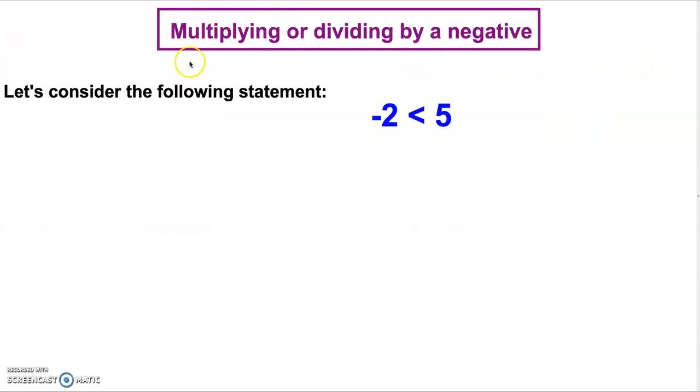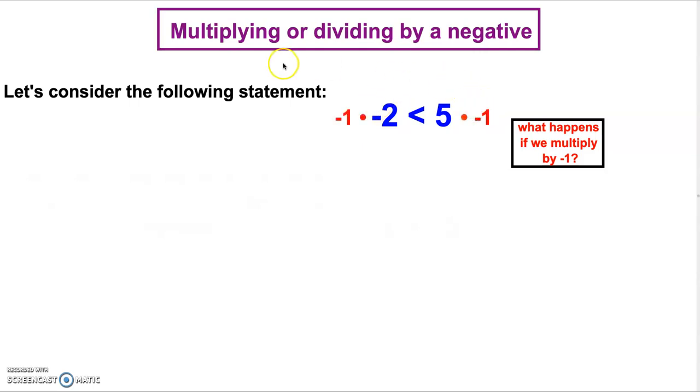Okay, let's take a look at multiplying or dividing by a negative value. So we're going to consider the following statement. -2 is less than 5. We know that this is a true statement. -2 is definitely smaller than 5. But what happens if we multiply both sides of this by -1? So what would that give us? Well, that would give us +2 is less than -5.